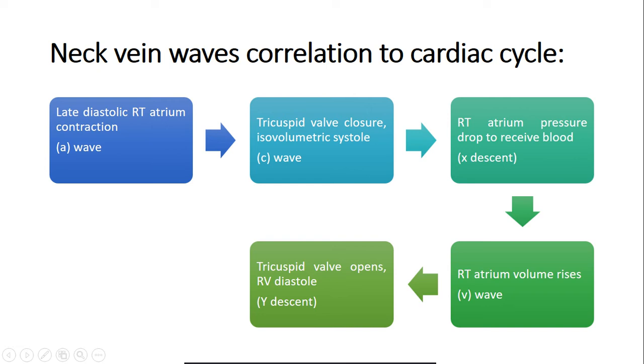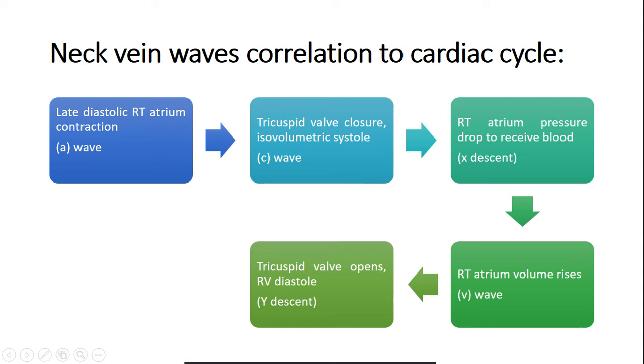Then we are watching what is happening in the right atrium. The right atrium pressure drops and it expands to fill with blood. This is the X descent, because the right atrium pressure dropped to receive blood. This is transmitted into the neck veins as a downward wave, which is the X descent. What we are saying is physiology.